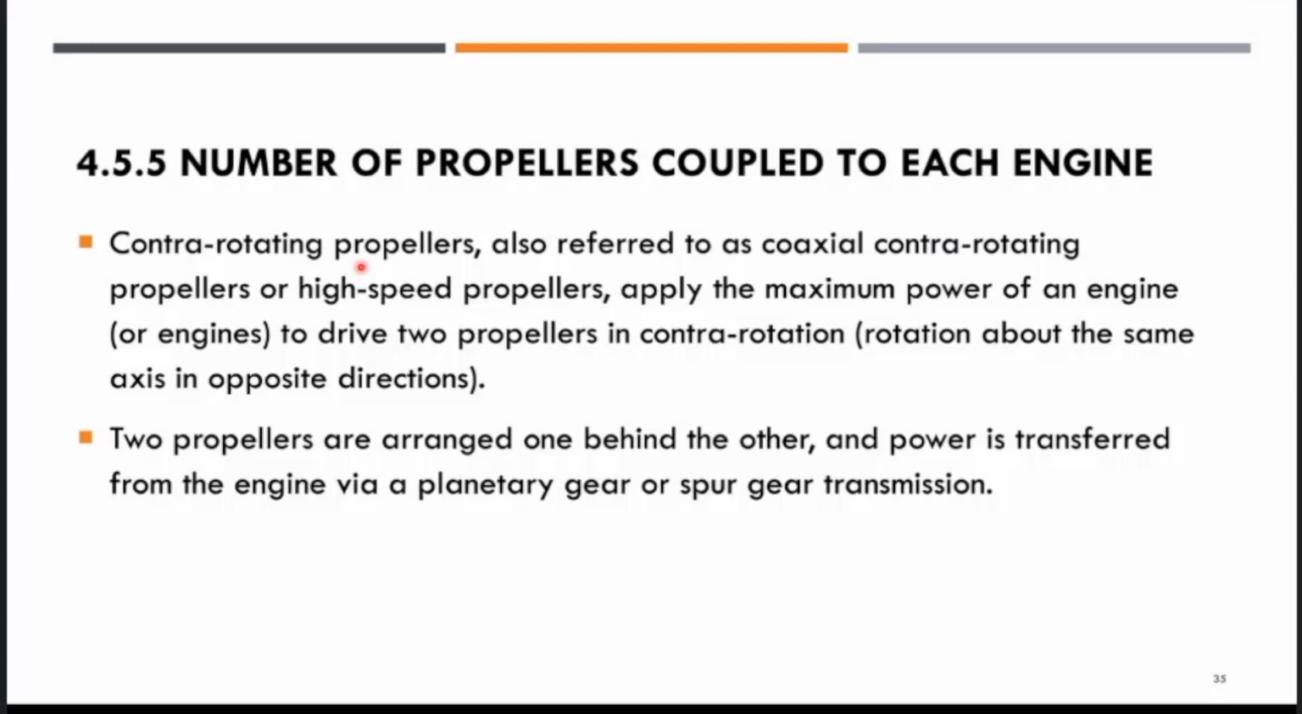One is rotated in one direction, the other one is in the other direction. These two propellers are arranged one behind the other, and power is transferred from the engine via a planetary gear. It has of course to have a complicated gear connection or spur gear transmission.